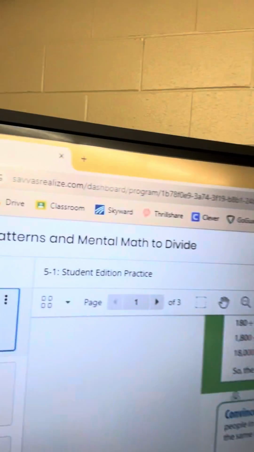All right, Smith class. Today we'll be learning about 5-1, using patterns in mental math to divide. Woo! Let's give it up for that.